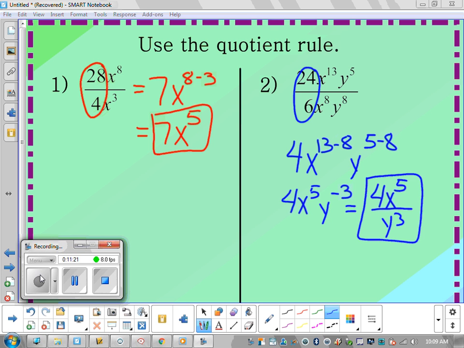Number 2, did you make it to the final answer of 4x to the 5th over y to the 3rd? If you did not, this one was a little tricky with the negative exponents. Take a moment, look at the work, and make any corrections you need.